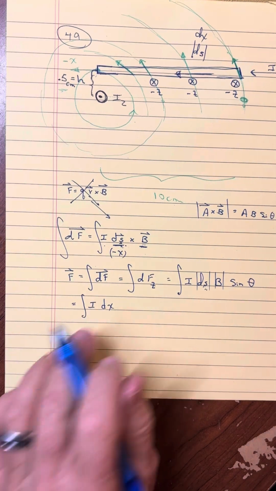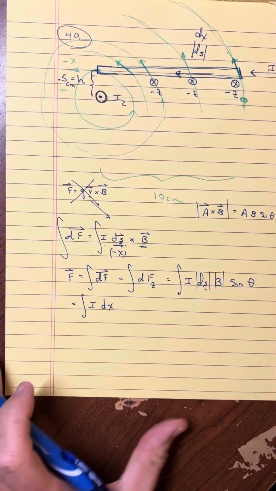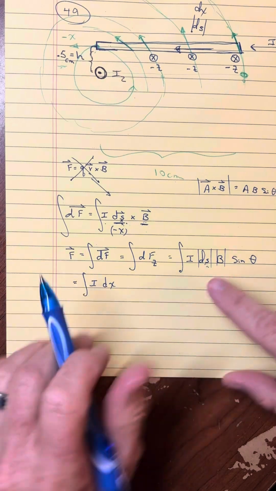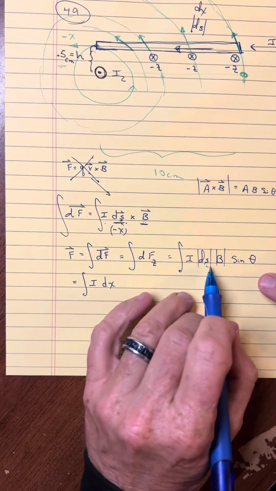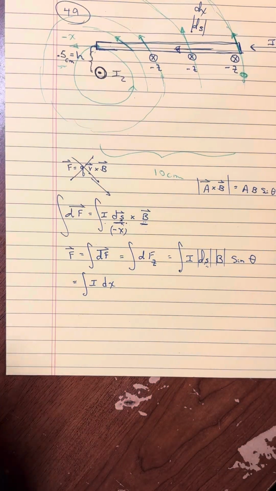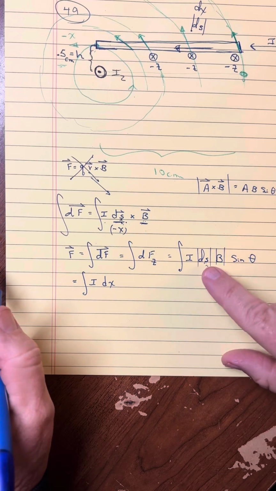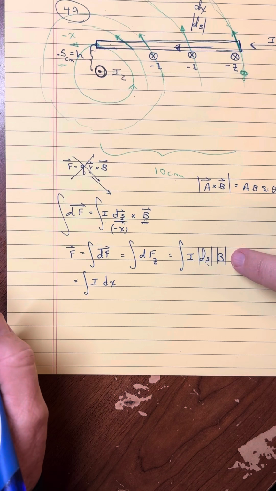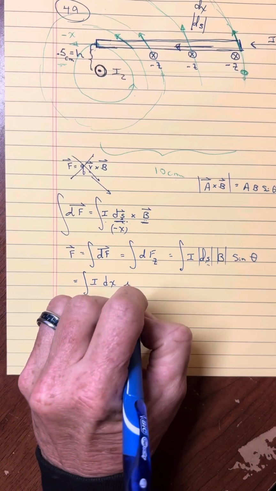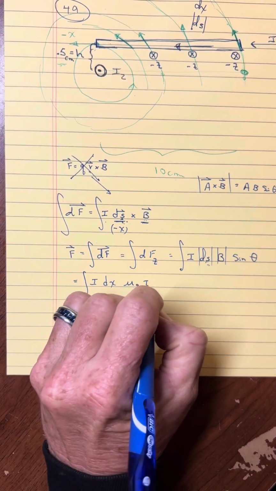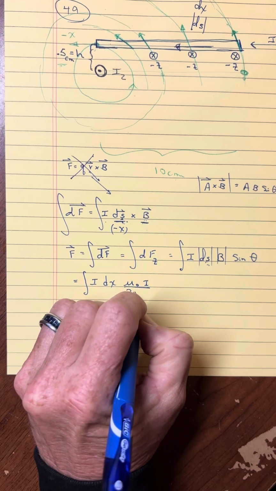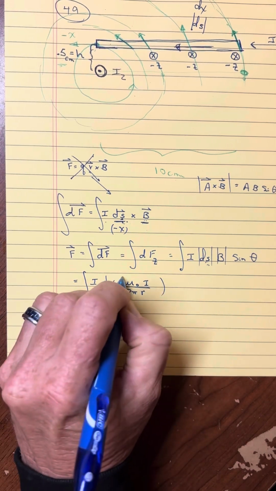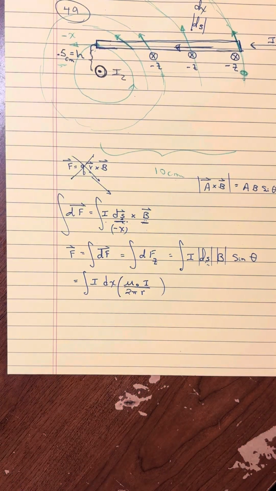All right, so that's why I wanted to point that out, just in case somebody was looking at this going, okay, now should there be a negative because ds is in the negative x direction? Yes, but a cross product is its magnitude. Okay, and then the magnitude of the magnetic field is given by this equation.